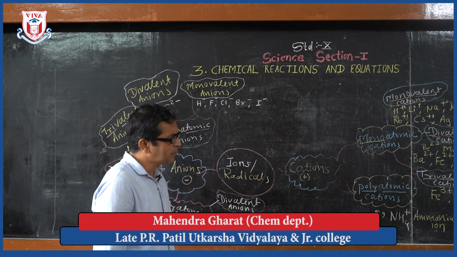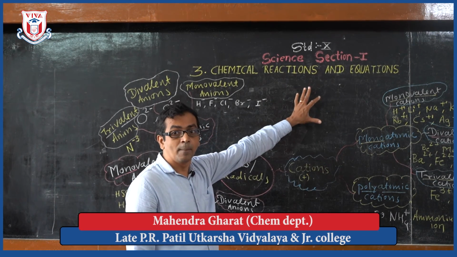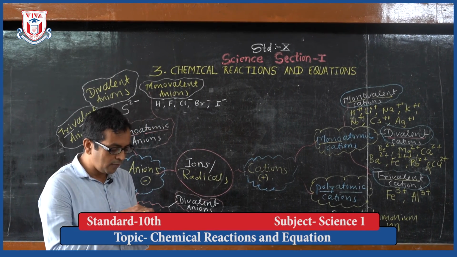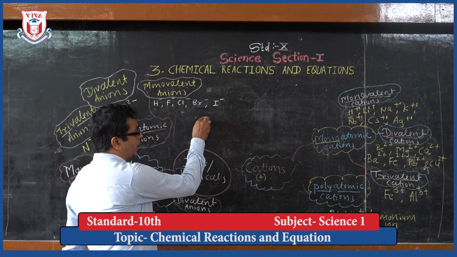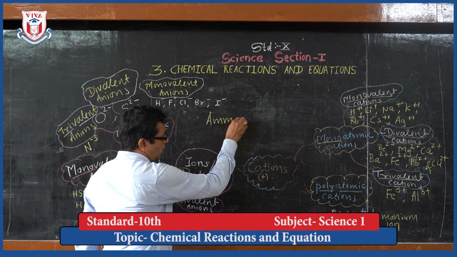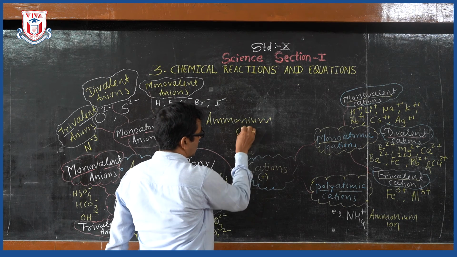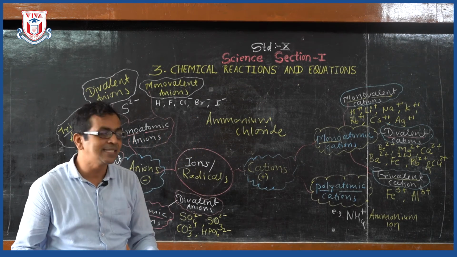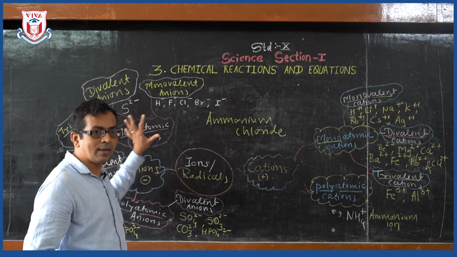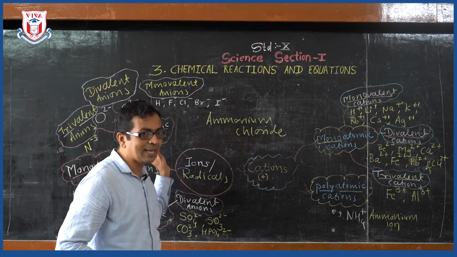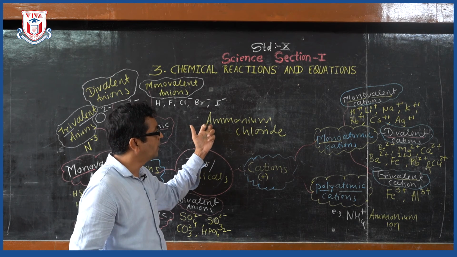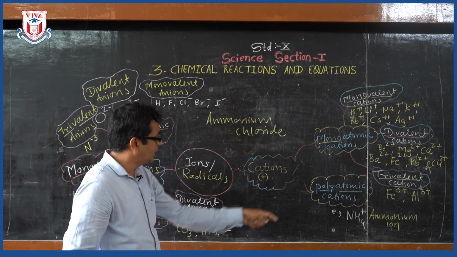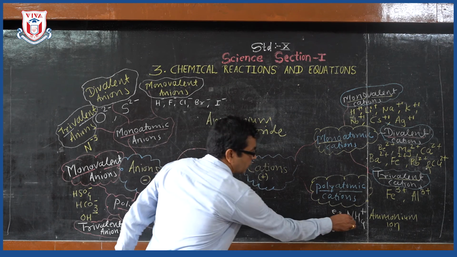Okay. Now you will ask me, sir, this is not in our chapter, but to understand this chapter you require this. Now suppose you want to write the formula of ammonium chloride. So now it's very easy. You know the cations, you know the anions. By using these cations and anions, you can make the formula of ammonium chloride. So now look, where is the ammonium ion present in this chart? The ammonium ion is present over here.